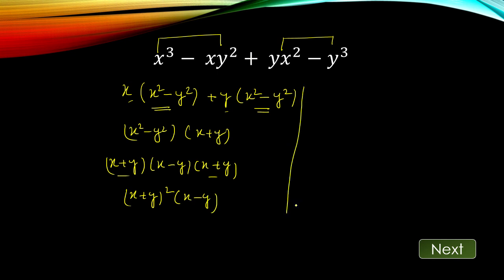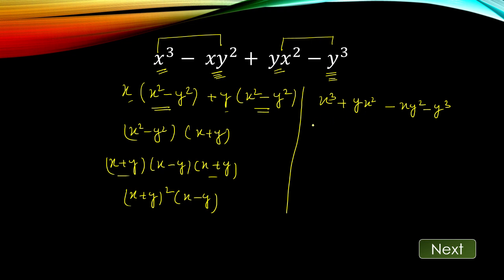Let's see, is it possible to do it by the second method? Now we collect the first and third terms, and the second and fourth terms. The first and third terms are x cube plus yx square, and the second and fourth terms are both negative, so we take them together, that is minus xy square minus y cube.